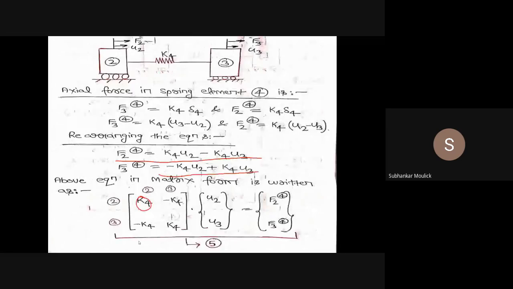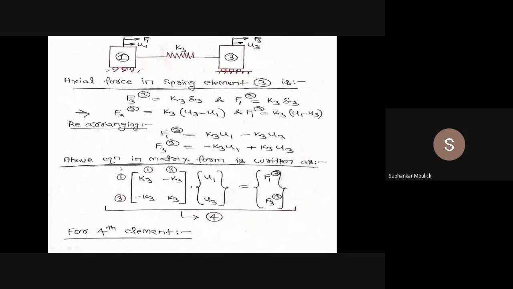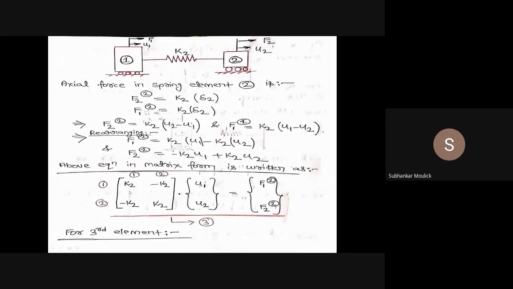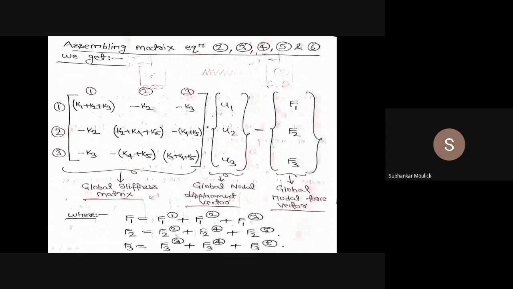Yes. I need to find out this 1 1. So let us identify where is 1 1. 1 1 is in K1, and 1 1 is in K2, so K1 plus K2. Then for the third element, 1 1 is in K3. After that it is not there. So this coefficient becomes K1 plus K2 plus K3. Is it clear to all of you?